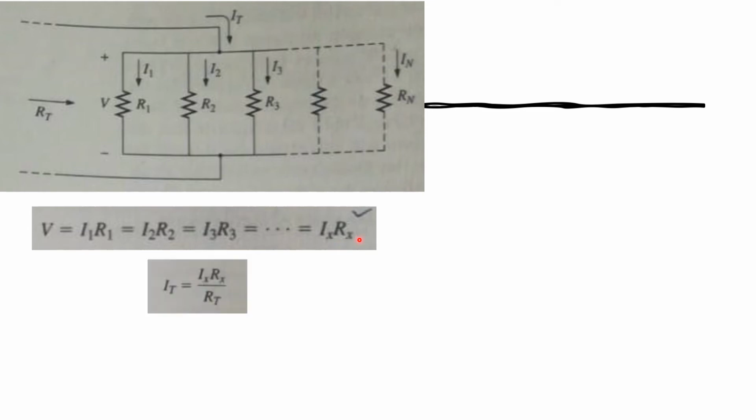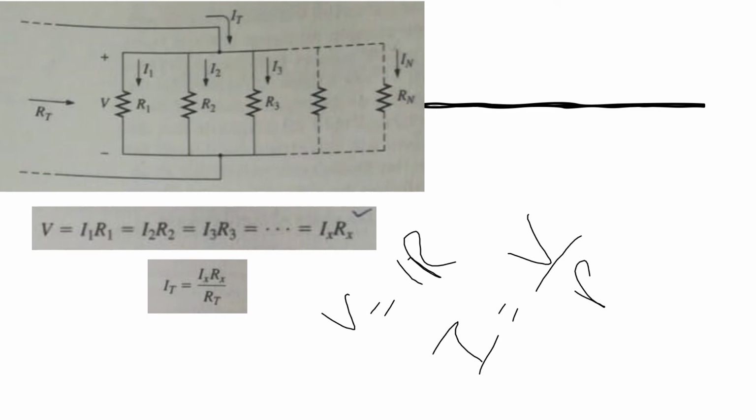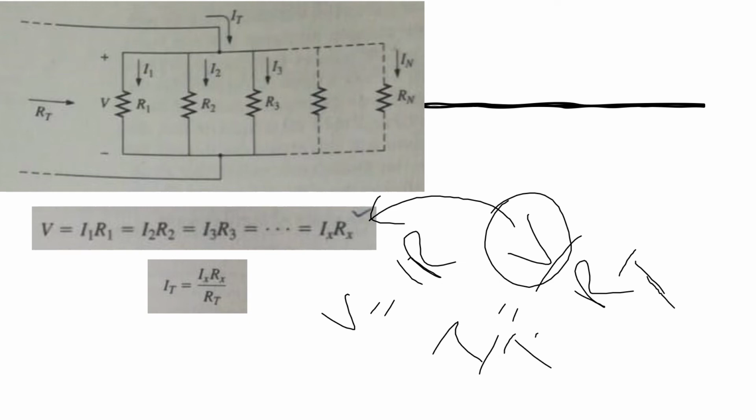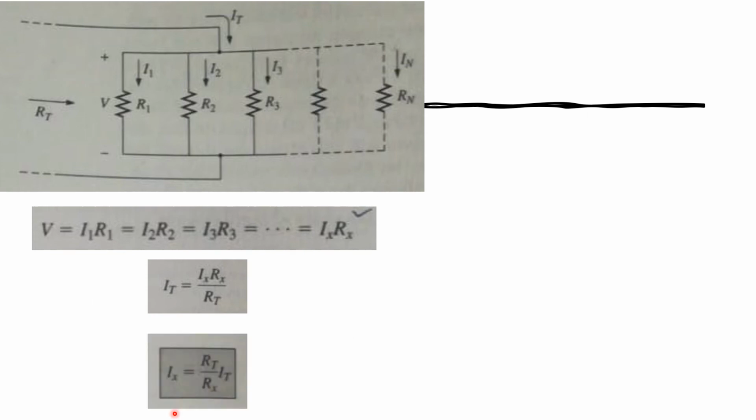At the end, for the nth resistor it is In into Rn, or you can say Ix into Rx. Using Ohm's law, V is equal to IR and I is equal to V by R. The value of V is basically equal to Ix into Rx, and R is the total resistance. If we talk about the total current, we write that IT is equal to V divided by RT. Substituting the value of V, which is equal to Ix Rx, we will get this equation. Now the value of Ix is equal to RT divided by Rx into IT.